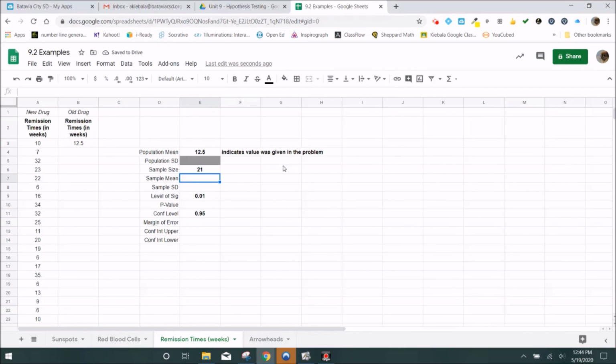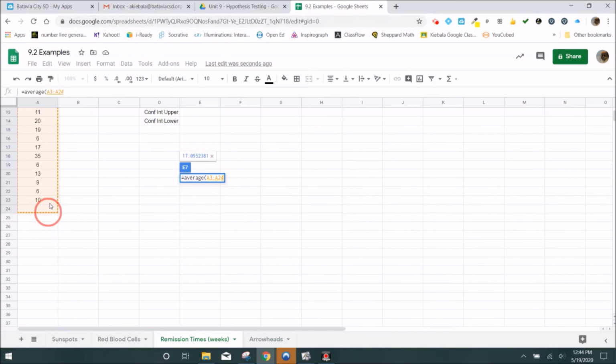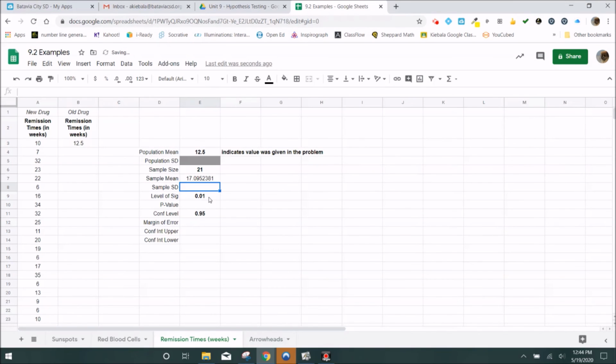All right, so let's get the sample mean. That's average of, and we're going to get for the new drug. Oops, there's only from there to there. All right, and that's weeks in remission. Sample standard deviation, stdev.s of these. That was given to us.